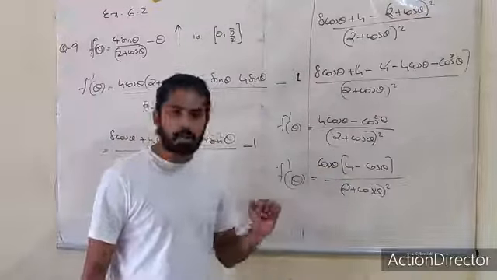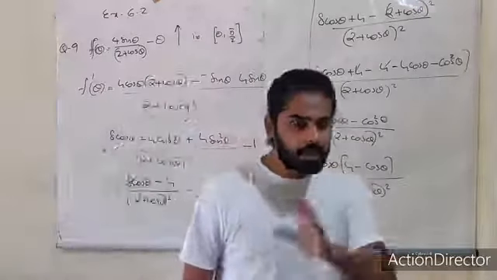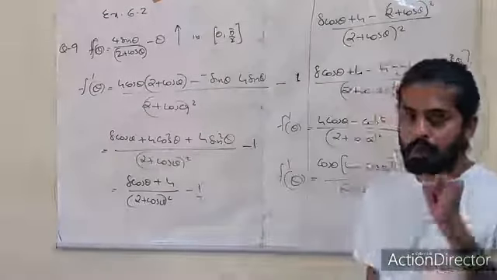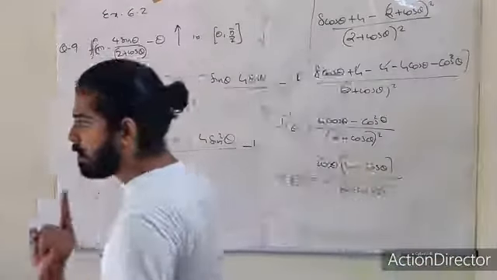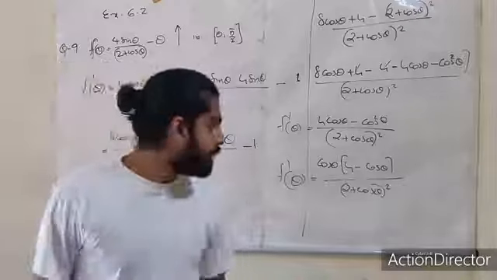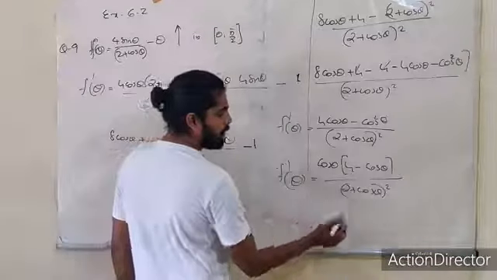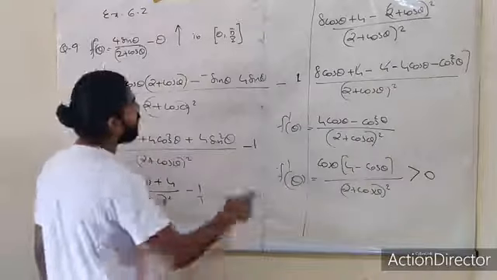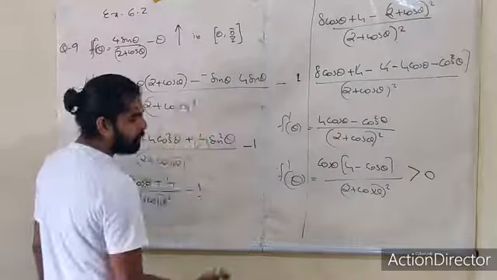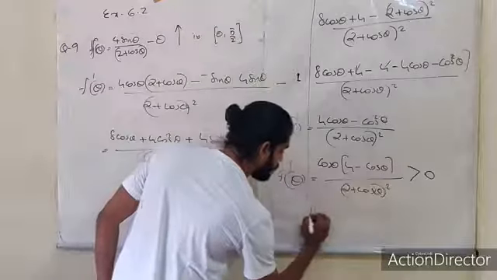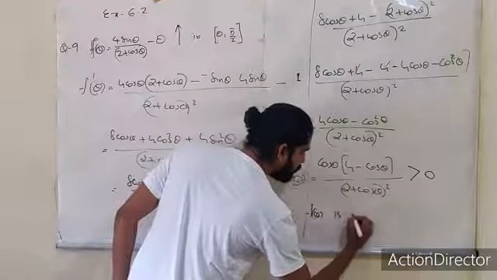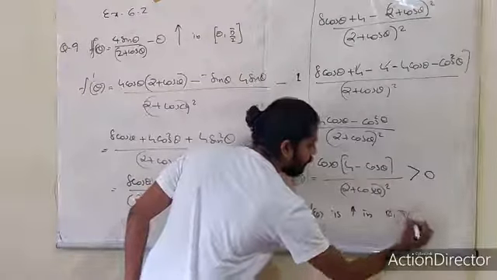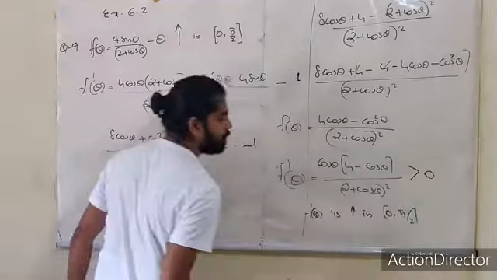And cos theta is negative and positive in respective quadrants, but in the first quadrant, 0 to pi by 2, cos theta is greater than 0, right? So f dash of theta is greater than 0 for all values between 0 and pi by 2. So we can say the function is an increasing function. f of theta is increasing in 0 to pi by 2, right?